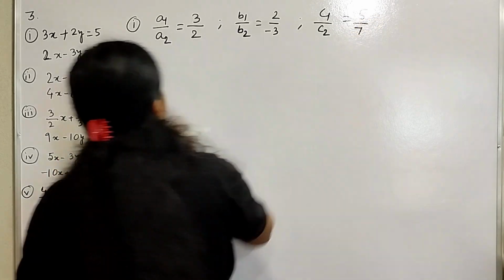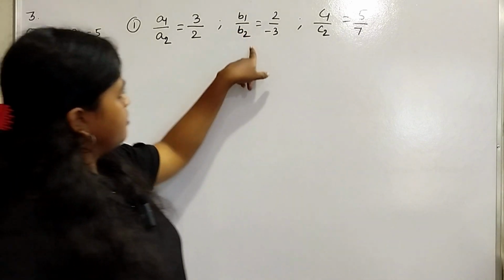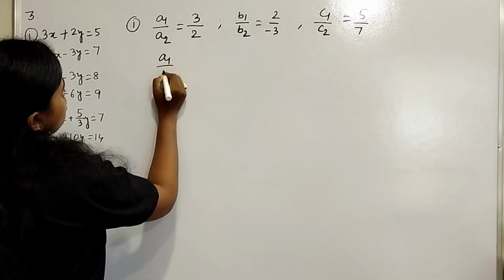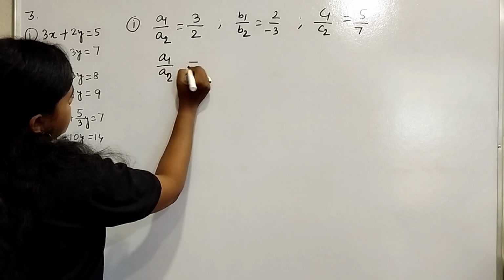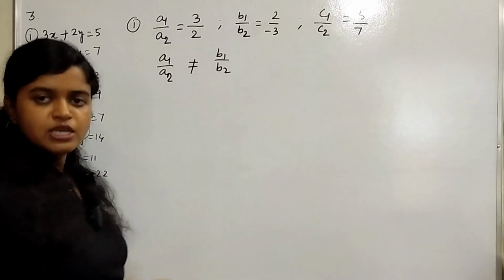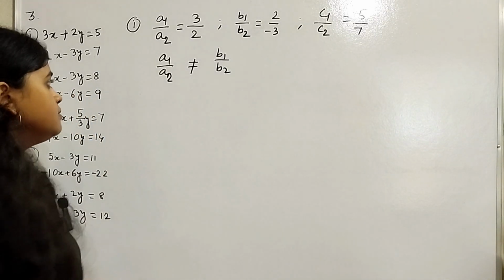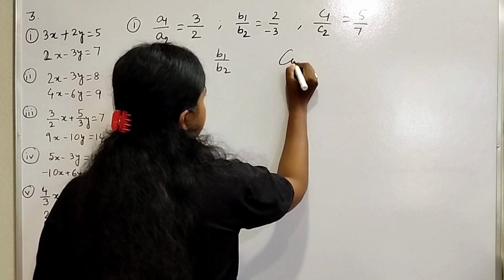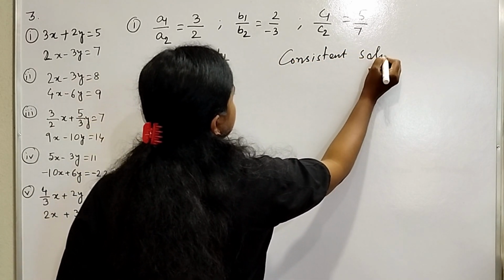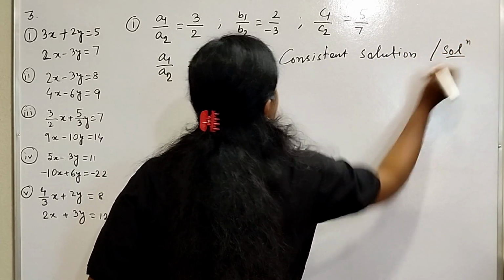So here we can see A1 by A2 equals 3 by 2, B1 by B2 equals 2 by minus 3, and that means you can say A1 by A2 not equal to B1 by B2. That means it has a unique solution. We see in case number 1 it has a unique solution. So this is a consistent solution. Okay, you can write it this way also.